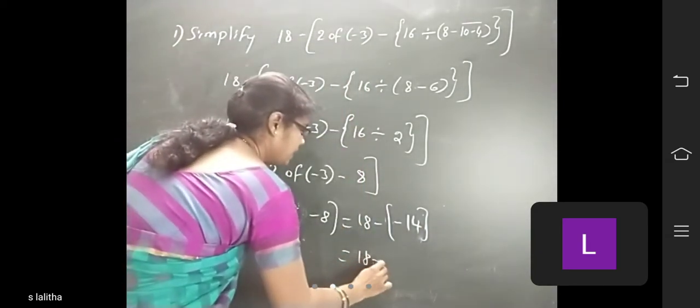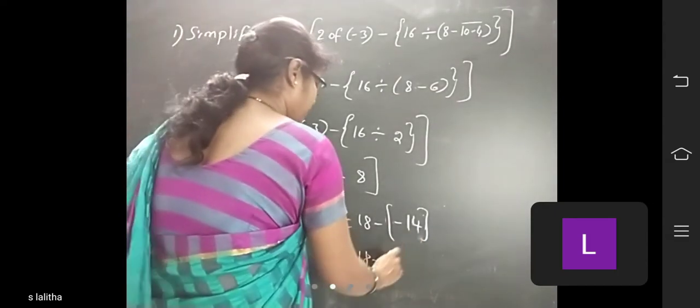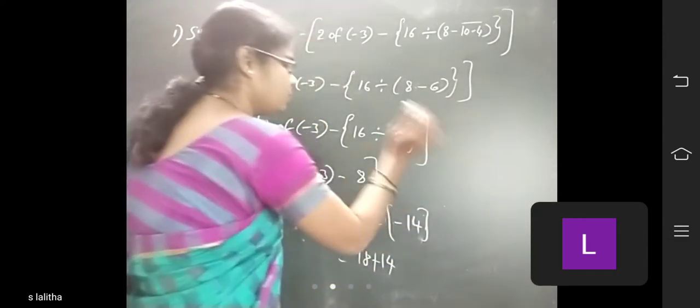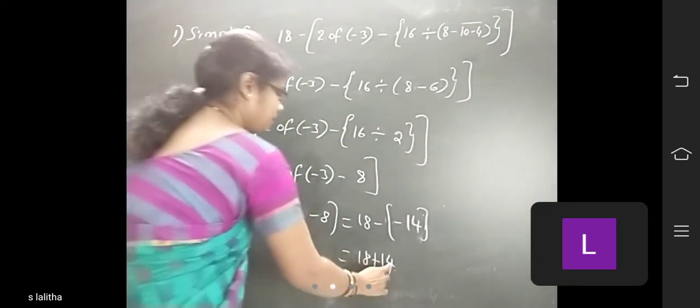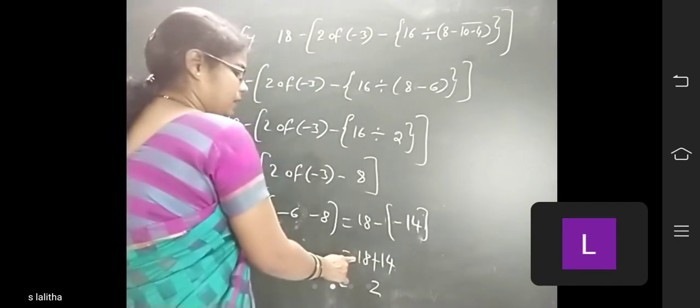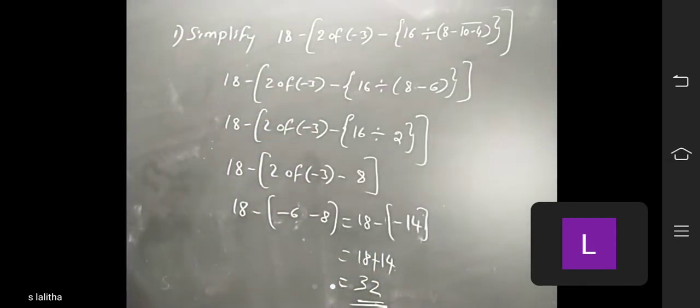So 18 minus of minus 14. Minus of minus how much? Plus 14. So remove the square bracket. Now 18 plus 14, how much? 8 plus 4, 12. 1 plus 1, 2. 2 plus 1, 3. What is the answer? 32 is the answer. Did you understand now?